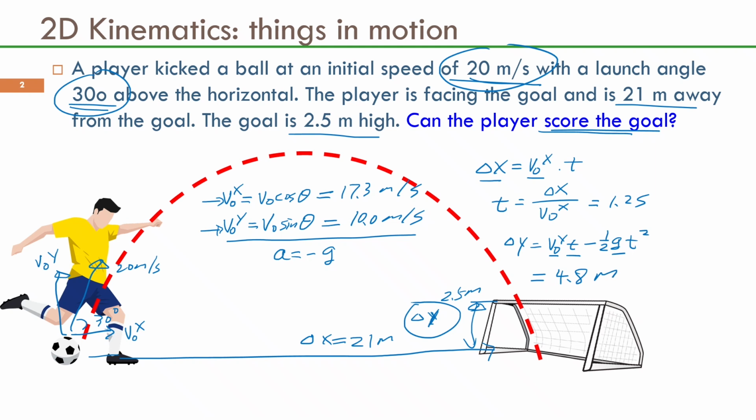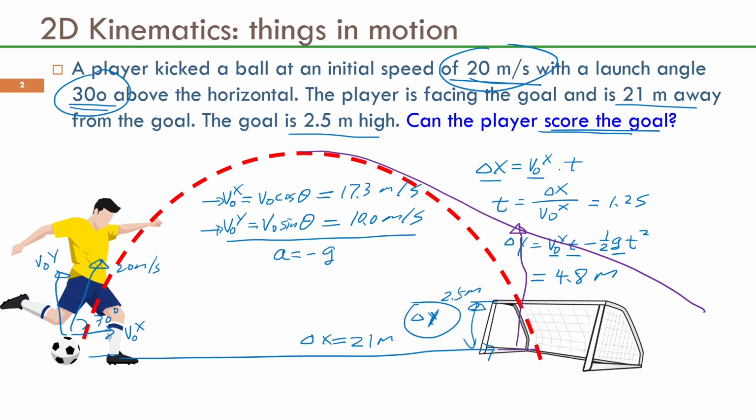4.8 meters. So what does that mean? That means when the ball travels 21 meters horizontally, the ball has a vertical displacement of 4.8 meters. That means, if I'm using a different color, the ball overshoots. The ball at this horizontal displacement has a vertical displacement of 4.8 meters. So the player cannot score the goal.